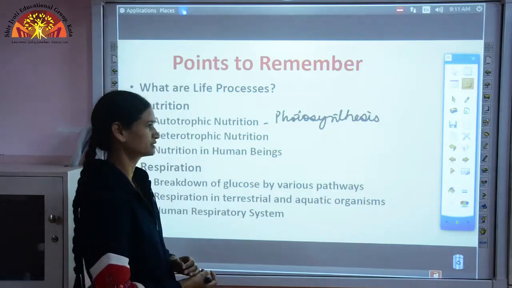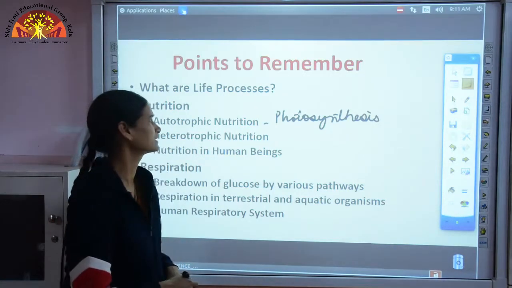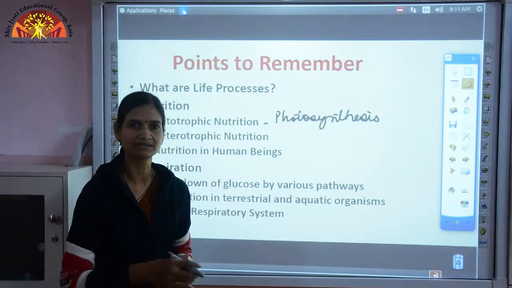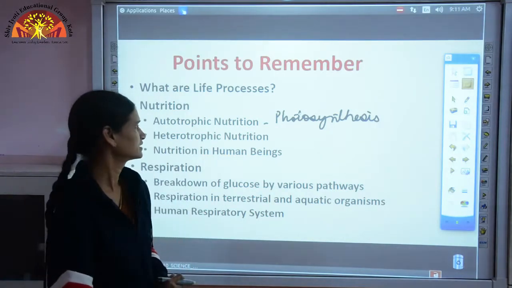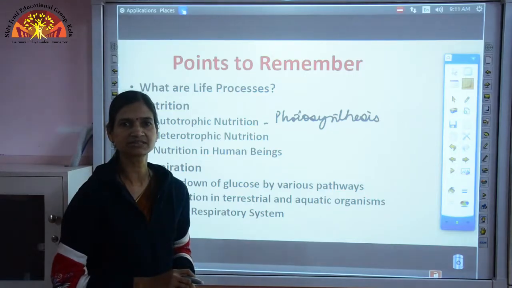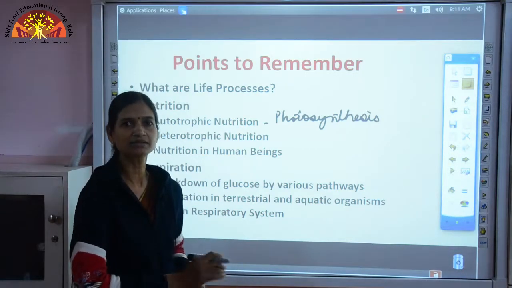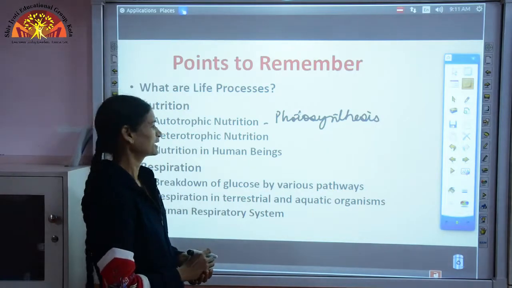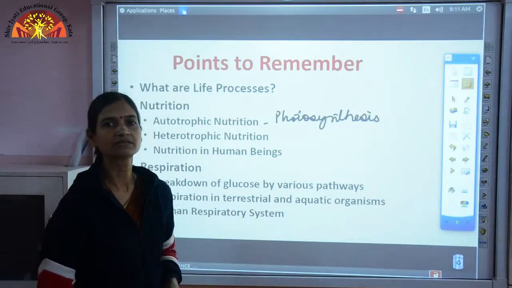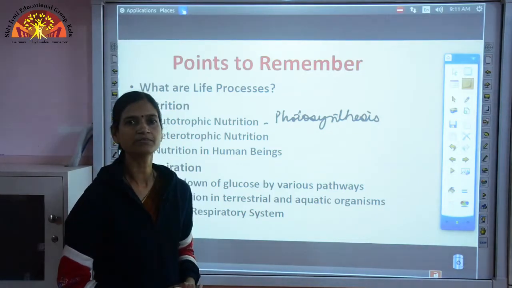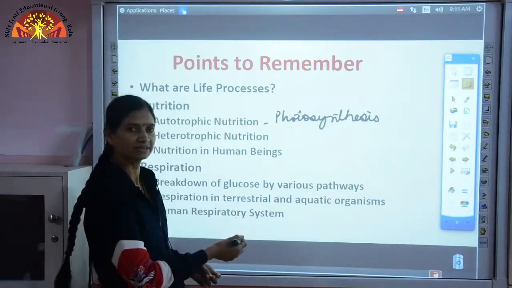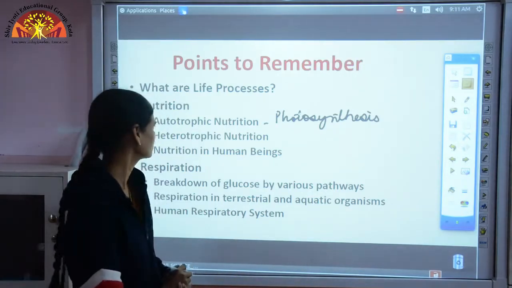So, when we talk about holozoic nutrition, the food is taken directly into the mouth and then it is digested inside the body. Saprophytic means the organisms digest the food outside the body and then intake. And parasitic means we know, children, that the organisms obtain their nutrition from the other living organisms. And saprophytic from dead and decaying organic matter.